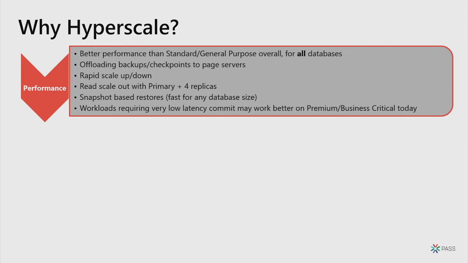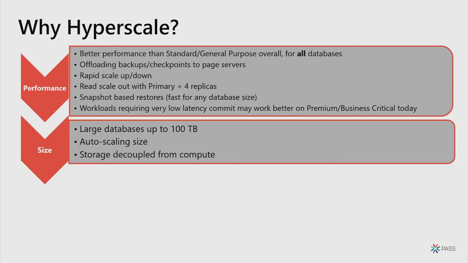Read scale out with primary plus 4 replicas, we already saw that. Snapshot-based restores. The caveat here is if you require super low latency, in the sub-1 millisecond range for a commit, Business Critical might still be the tier you want. So if you have a very low latency requirement for a log commit, BC might still be the best. This is more for small transactions.